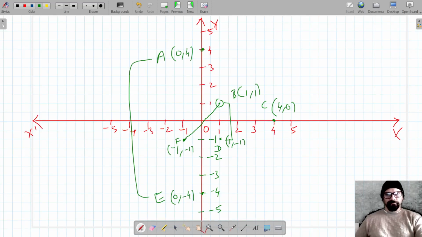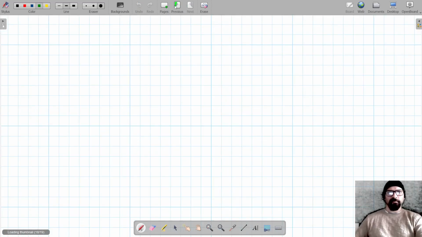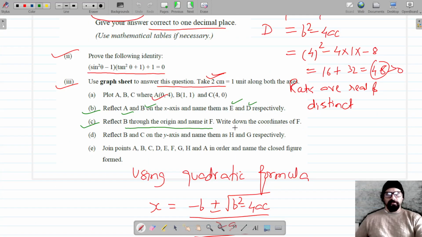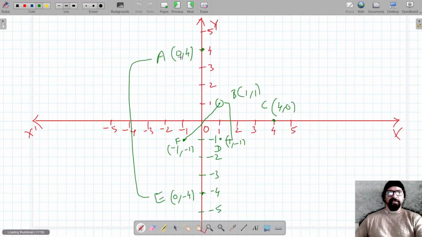Okay, now write down the coordinates of F. So the coordinates of F are -1 and -1.